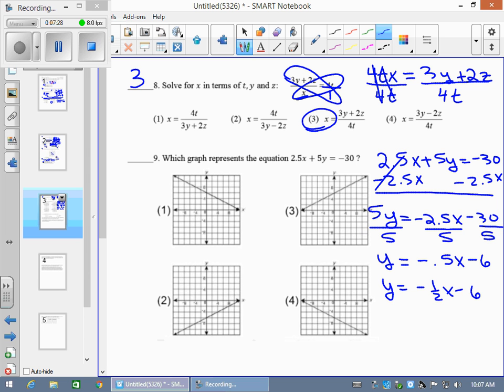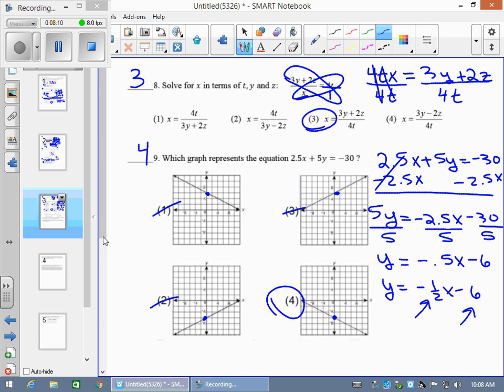The first thing I want to look for is a y-intercept of -6. So I want to find where the graph crosses the y-axis at -6. Choice 1 does not, it crosses up here. Choice 3 does not. Choice 2 and choice 4 both cross the y-axis at -6. But I also need to look for a slope of -1/2. I can eliminate choice 2 because the slope, when you go from left to right, goes up. So choice 4 must be correct, but if I wanted to check, this is down 2 over 4, down 2 over 4. 2 divided by 4 simplifies to 1/2. So the correct choice for number 9 is choice 4.